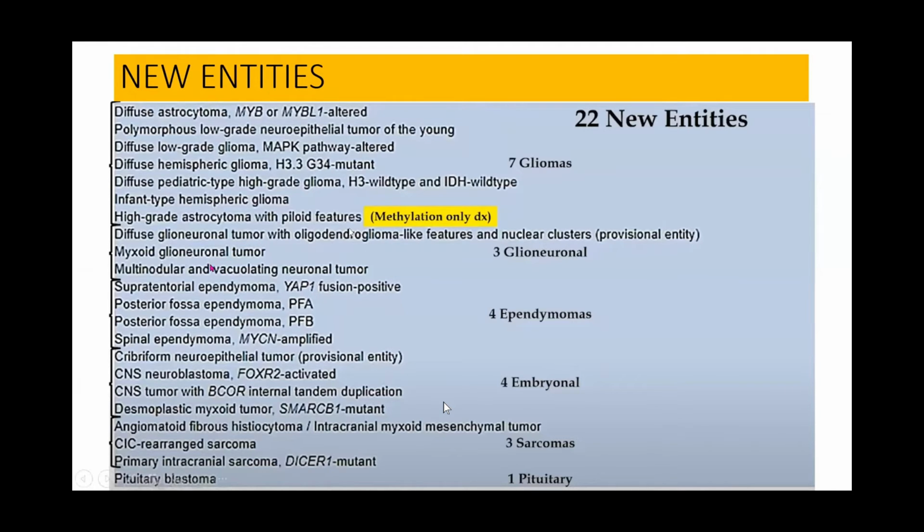There are also other tumors like the myxoid glioneuronal tumor, which is seen in the septum pellucidum, and the multinodular and vacuolating neuronal tumor, which is another new type.